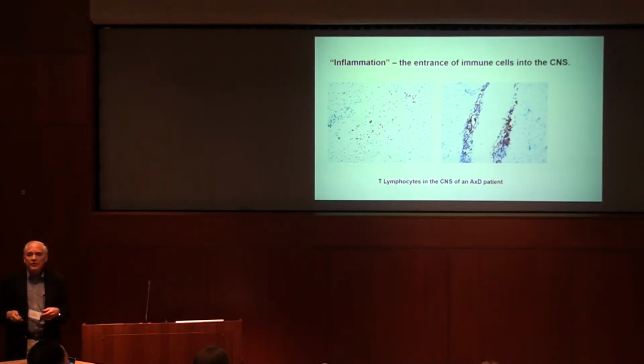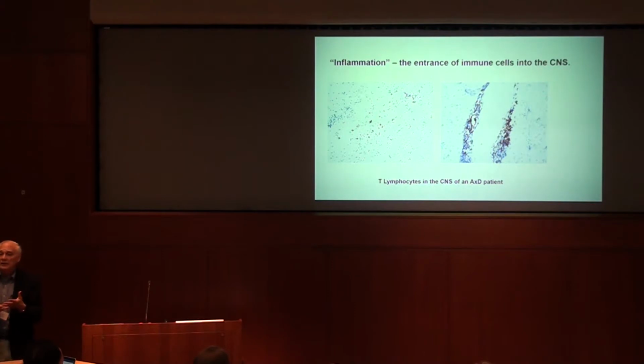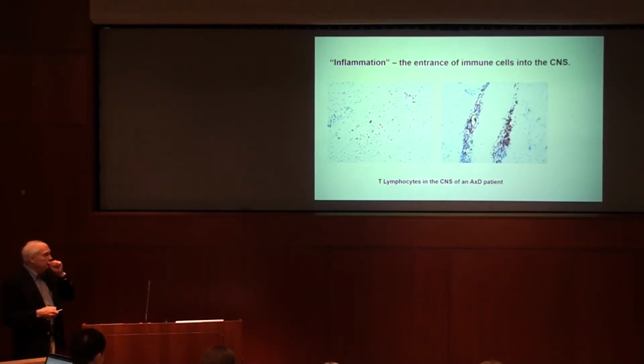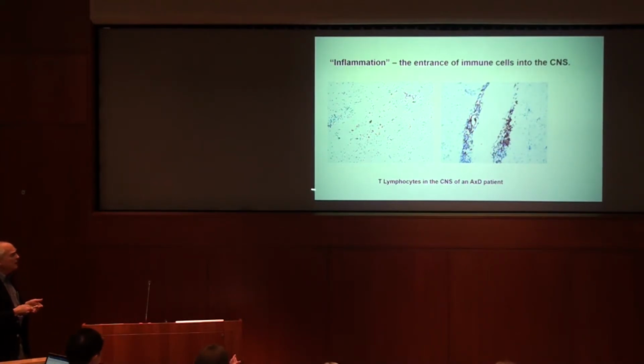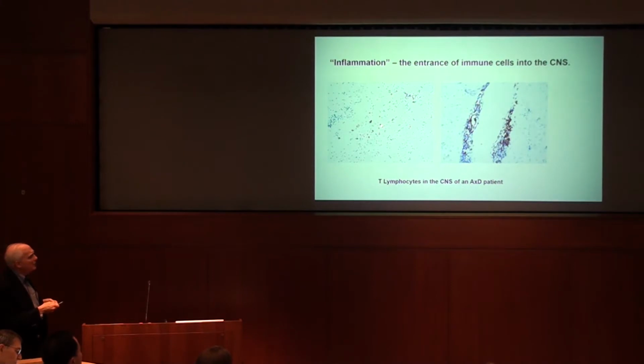The second thing we think of when we think of inflammation is the entrance of immune cells into the brain, particularly things like lymphocytes or neutrophils or macrophages from the blood into the brain. And we've looked at both mouse and human brain for a group of cells called T lymphocytes and found them. Here, these are immunostains, so they're dark brown are the lymphocytes. The blue here is just a counterstain.